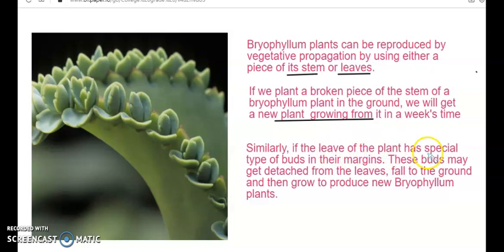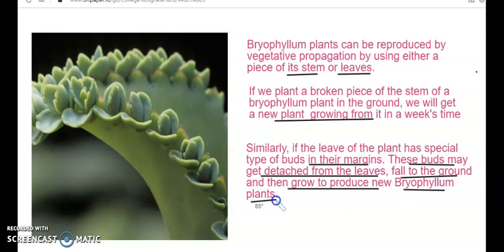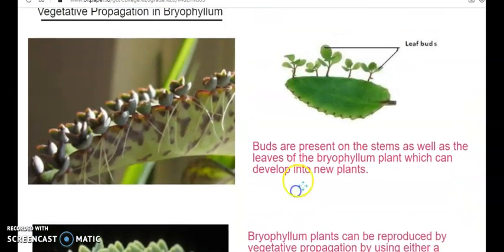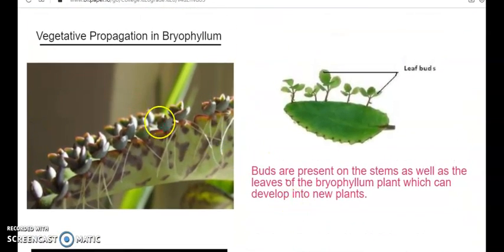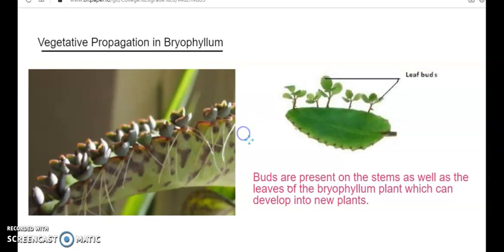If the leaf of the plant has special types of buds in its margins, these buds may get detached from the leaves once they are mature enough. Once they get detached from the leaf, they fall to the ground and grow to produce a new bryophyllum. There are various types of bryophyllum. The bud in this bryophyllum is different from the bud that you can see in this one, right? Each margin will develop into a new bud.